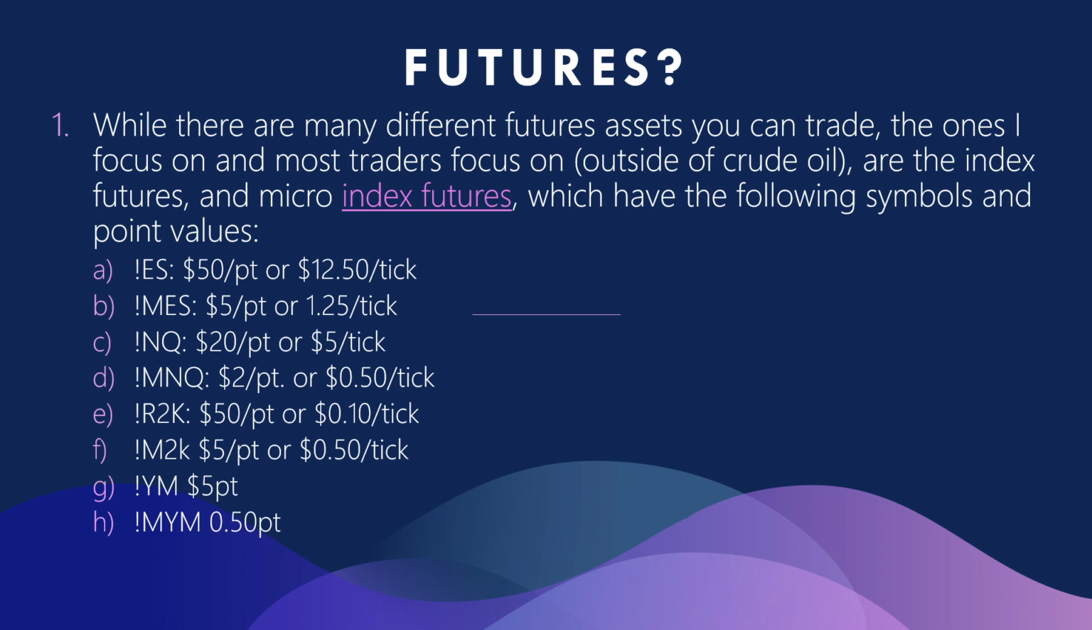The Russell 2000 futures are $50 a point, or that should say $5 a tick. And the micro Russell is $5 a point or 50 cents a tick. And then, guys, the Dow is $5 a point, and the micro Dow is 50 cents a point.